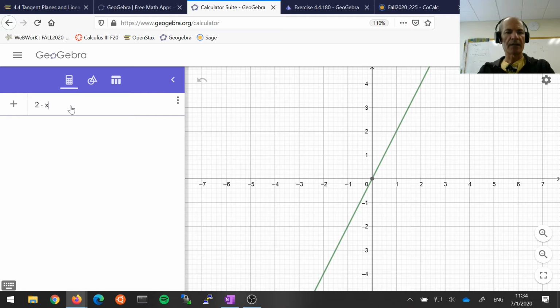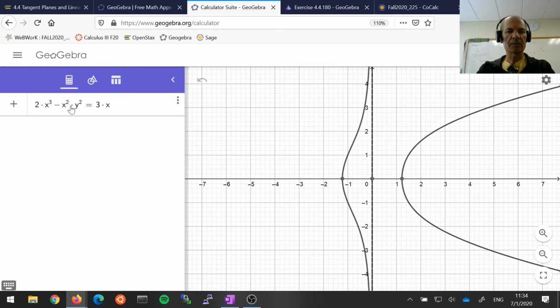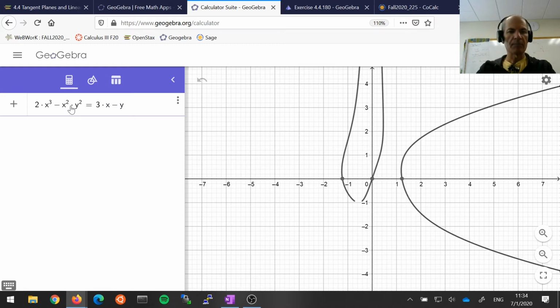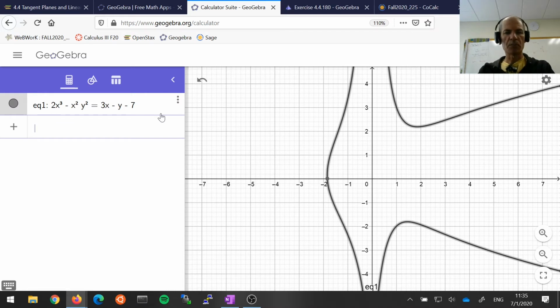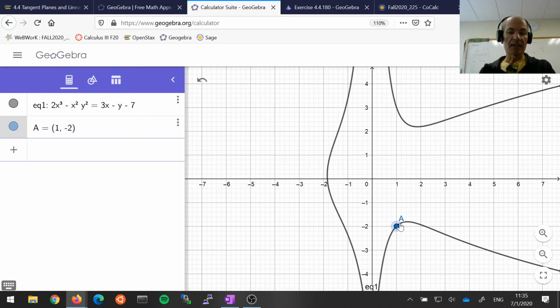So 2x cubed minus x squared y squared equals 3 times (x minus y) minus 7. So there's that curve. Where's the point that we're interested in? Where's the point (1, -2)? Well, we can ask GeoGebra to identify that for us too. There's that point. Does it look like the slope of the curve at this point is 1?